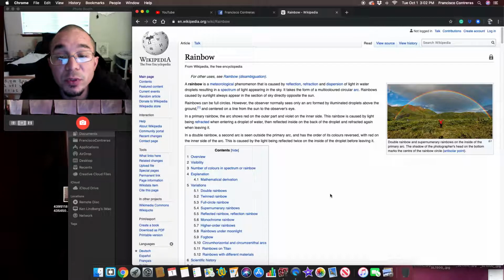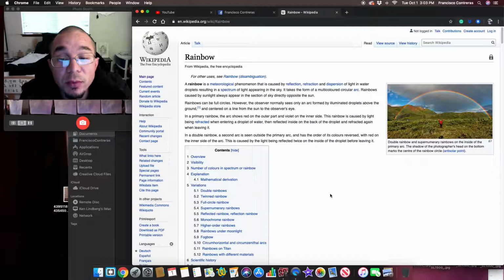Rainbows can be full circles. However, the observer normally sees only an arc formed by illuminated droplets above the ground and centered on a line from the sun to the observer's eye. In a primary rainbow, the arc shows red on the outer part and violet on the inner side. This rainbow is caused by light being refracted when entering a droplet of water, then reflected inside on the back of the droplet and refracted again when leaving it.